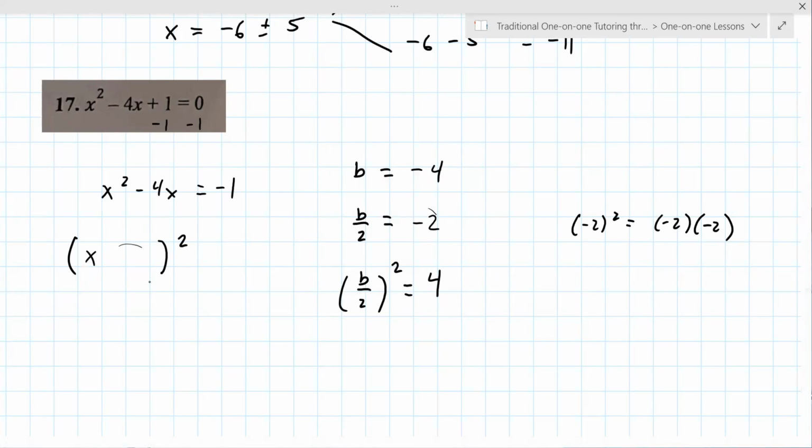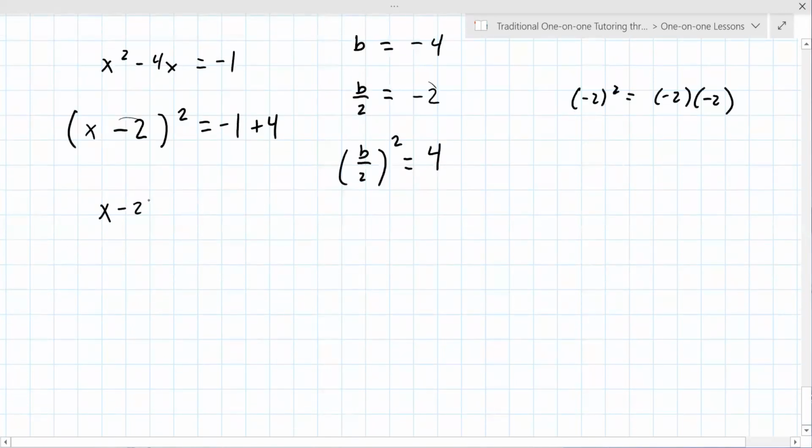Okay, and then for that right there, you should have x plus negative 2. Okay, x minus 2 in here. Good. And then the 4 goes over here on the right. So we have x minus 2 squared equals 3. Let me know when you get up to this step here, because we've got to work it out together from here.